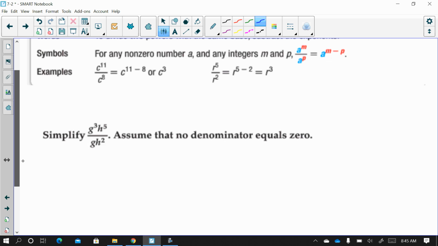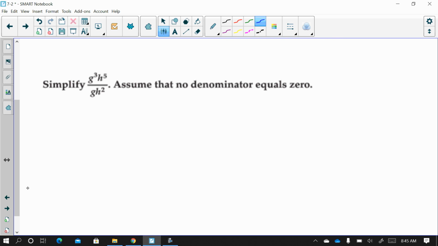Okay, so let's try a problem together. I'll break it down one variable at a time. G cubed over g, remember this is g to the 1st, so we subtract. 3 minus 1 gives me g squared. Do the same thing with the h's. 5 minus 2 gives me h cubed. So that's my answer.